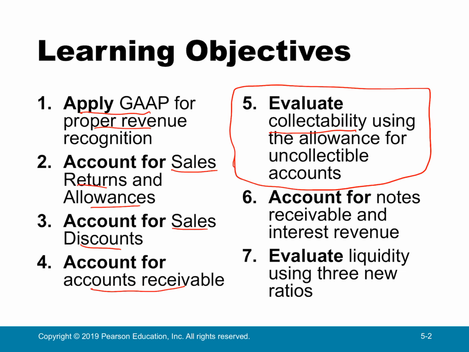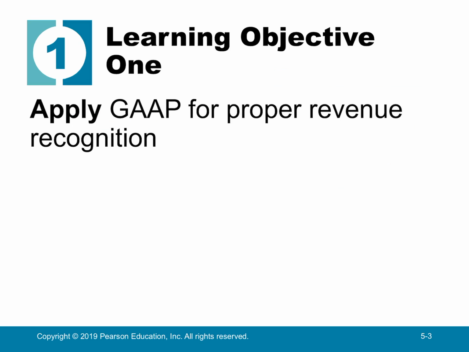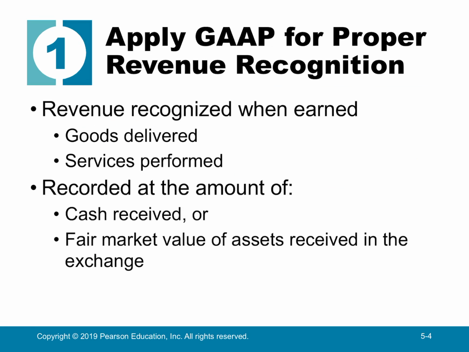So figuring out the allowance for uncollectible accounts. We'll also look at notes receivable and interest revenue. And finally, we'll do some analysis with some new ratios. So there'll be 3 new liquidity ratios. So let's apply GAAP for proper revenue recognition.